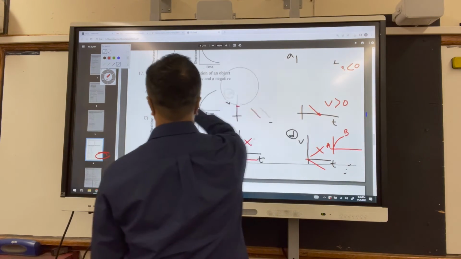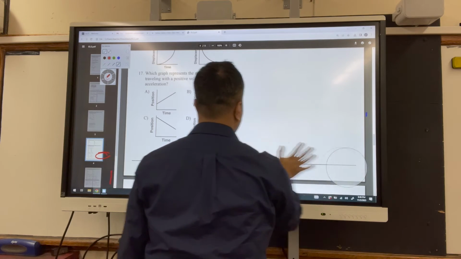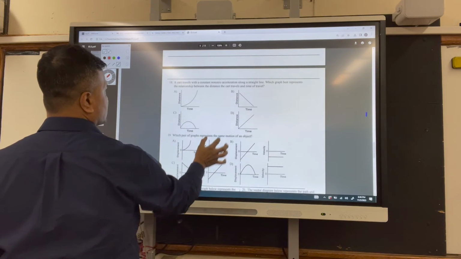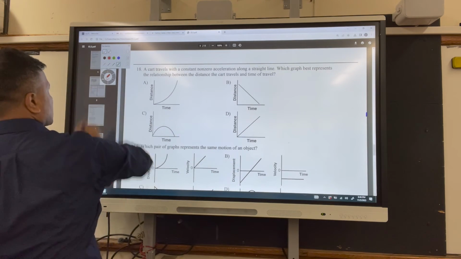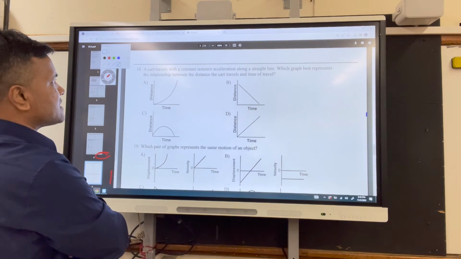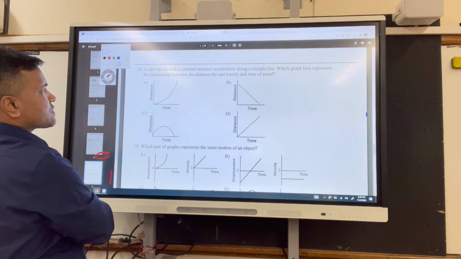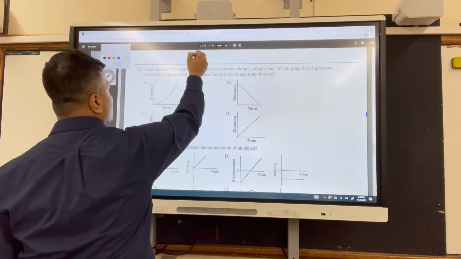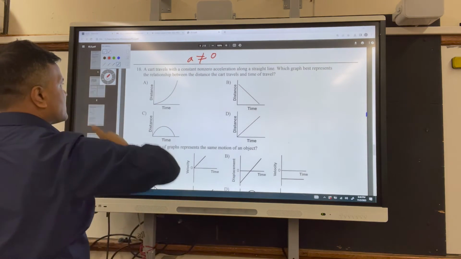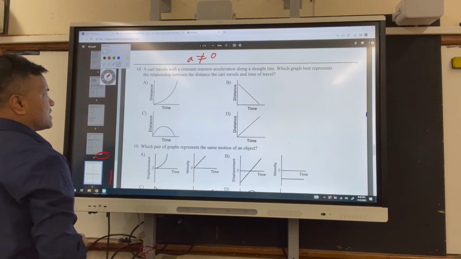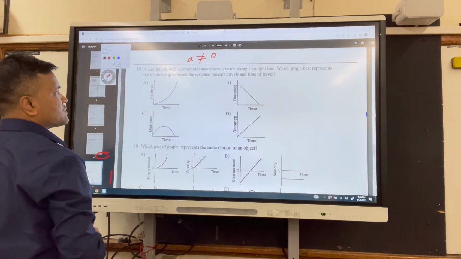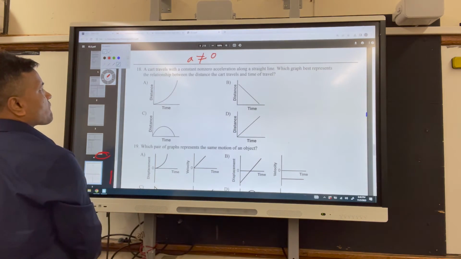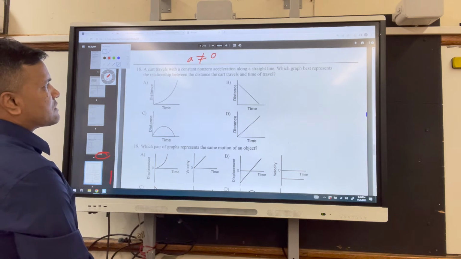Okay, good. And that takes us to problem number 18. So you're going to quickly go to problem 18. A car moves with constant non-zero acceleration along a straight line. Whose graph best represents the relationship between distance and time? Acceleration is not zero, but it's constant. If you draw velocity, acceleration has to be non-zero. A car travels with constant non-zero acceleration along a straight line.